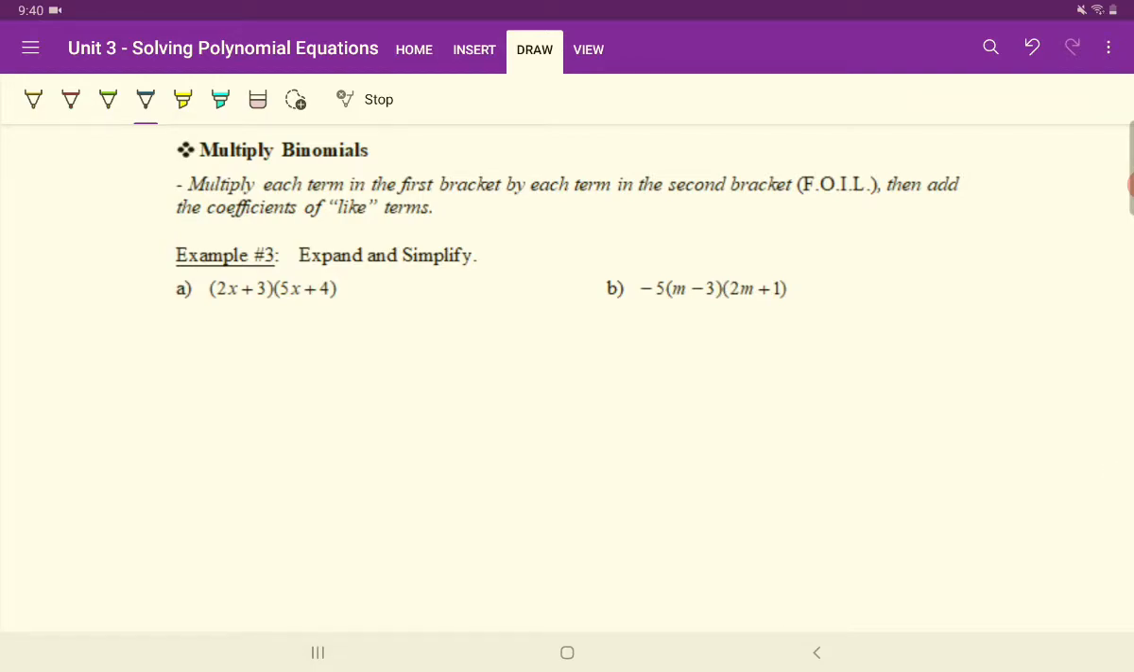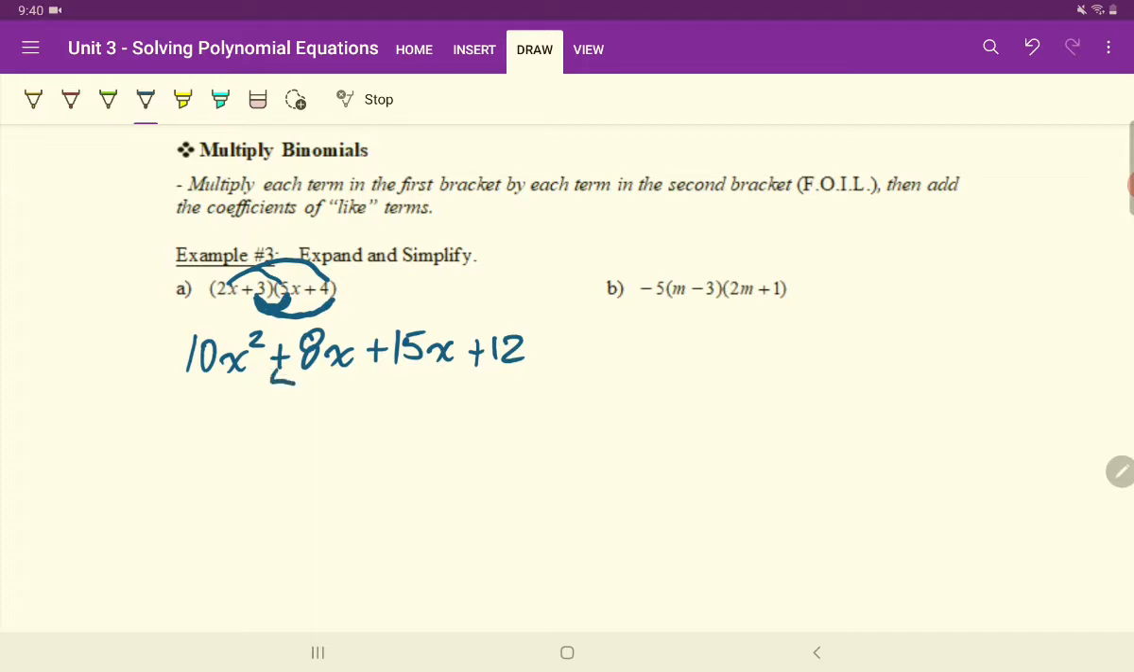Next, again, another review is to expand out a binomial times a binomial. Remember, first times first, first times second, second times first, second times second. So you're multiplying everything in the first bracket by everything in the second bracket. Okay, so we end up getting 2x times 5x is 10x squared. Then 2x times positive 4 is plus 8x. Then positive 3 times 5x is positive 15x or plus 15x. And then positive 3 times positive 4 is plus 12.